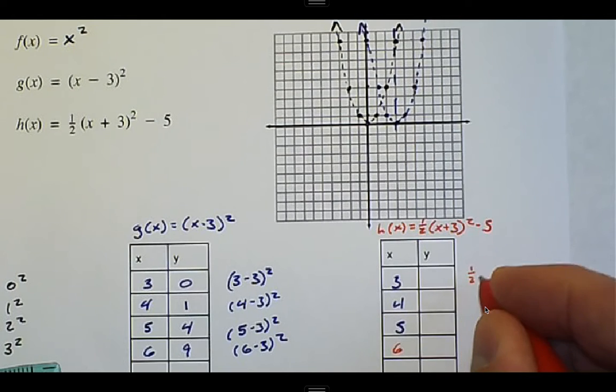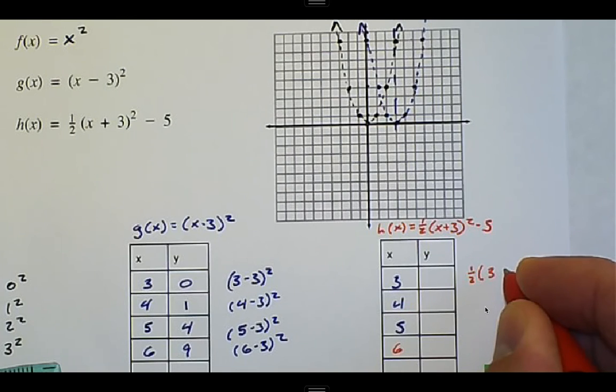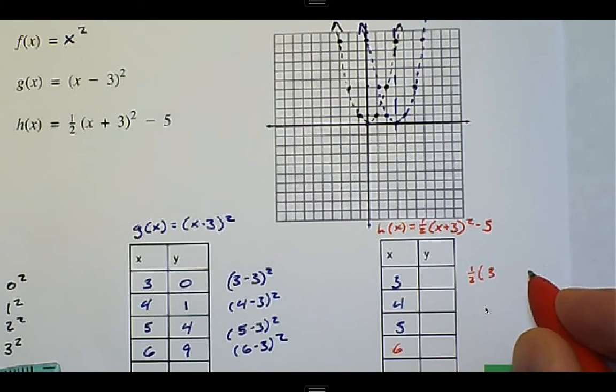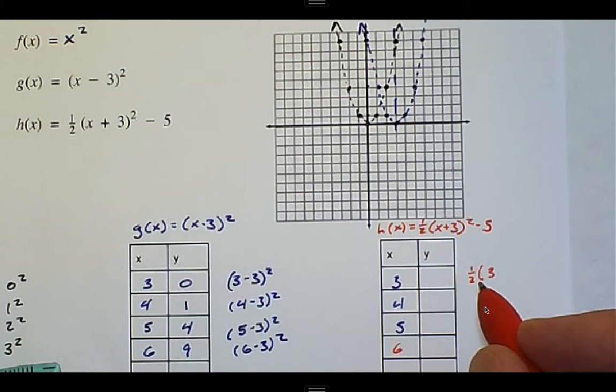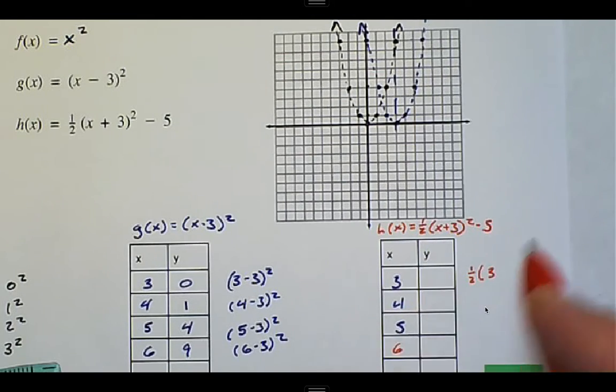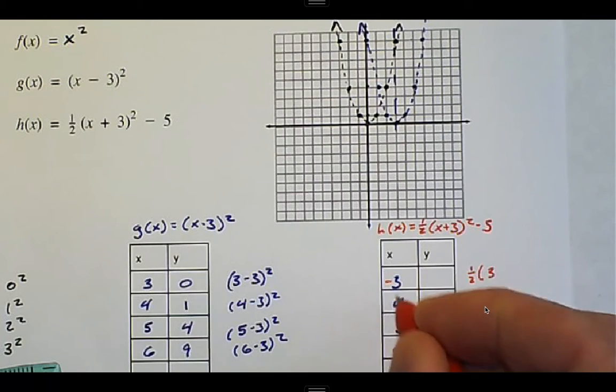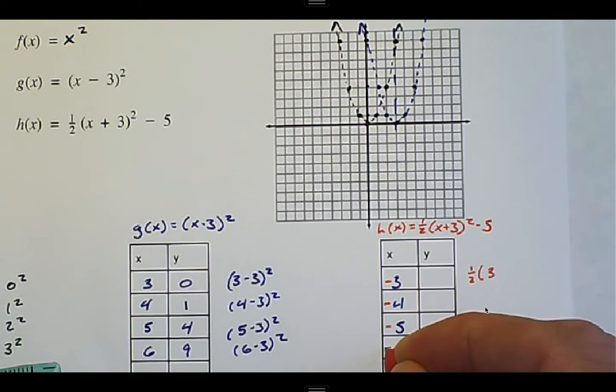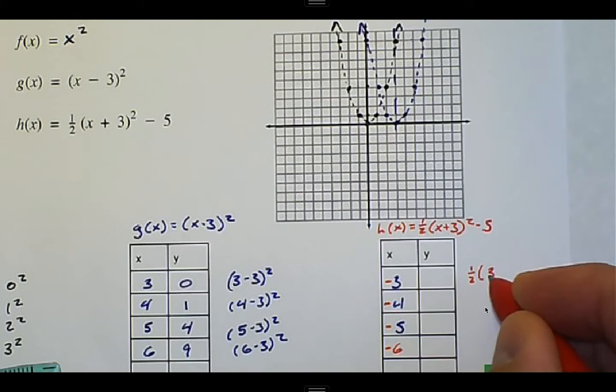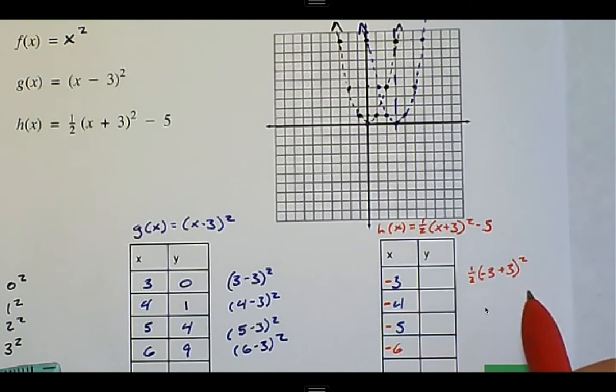So 1/2 times 3. Oh, we have to flip this around. This has to be minus. These have to be -3. I have to graph the other side. So I have to make these minus because we have a plus sign in there: -3, -4, -5, and -6. Because this plus sign is here, so +3, we want to make that become 0. So -3 plus 3 is 0.